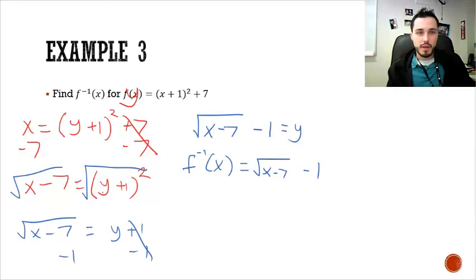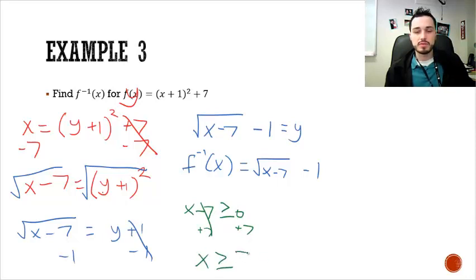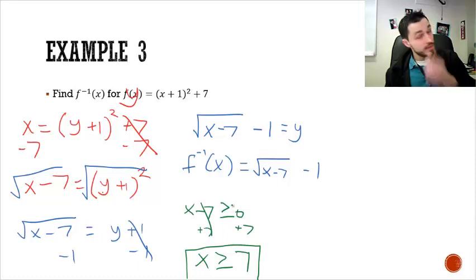And then to find my domain restrictions, I'm just going to take just this inside piece, x minus 7, make it greater than or equal to 0, and solve for x. Well, there you go. My domain restriction is x has to be greater than or equal to 7. And that's it. Bottom line is we have x and y swapped just like normal.